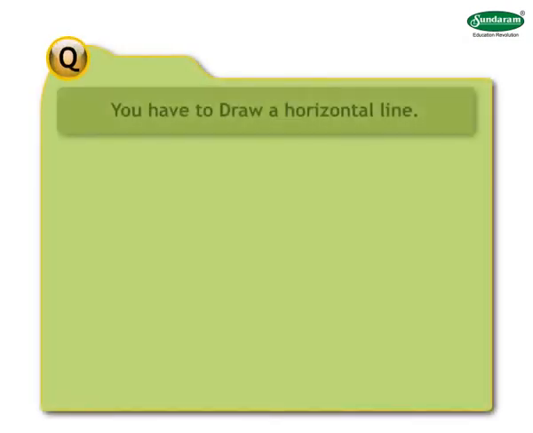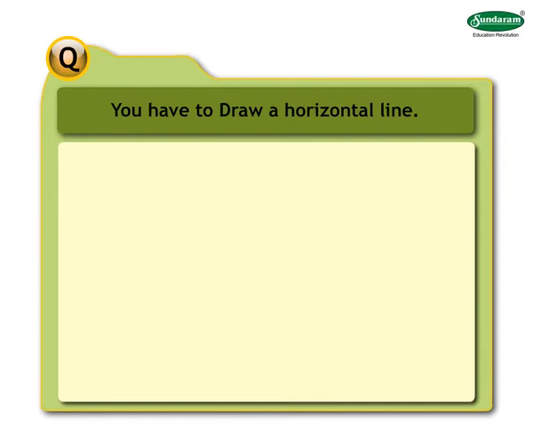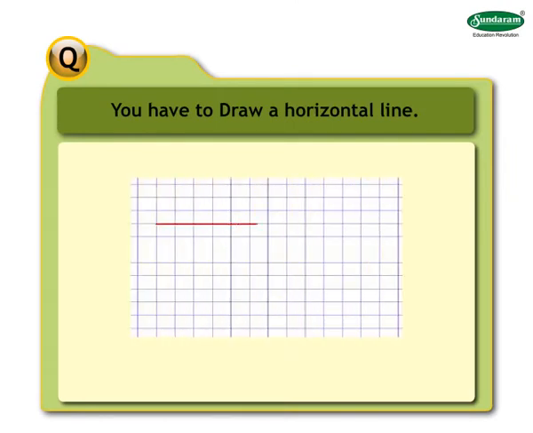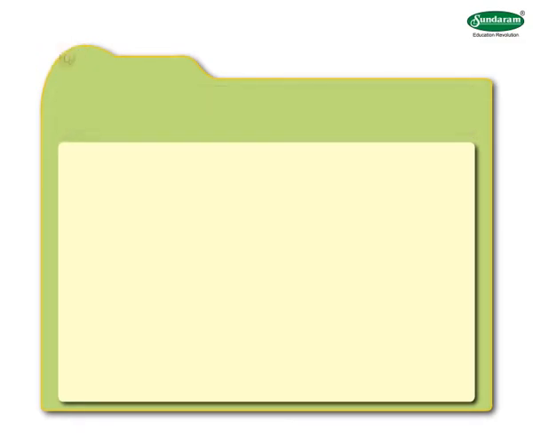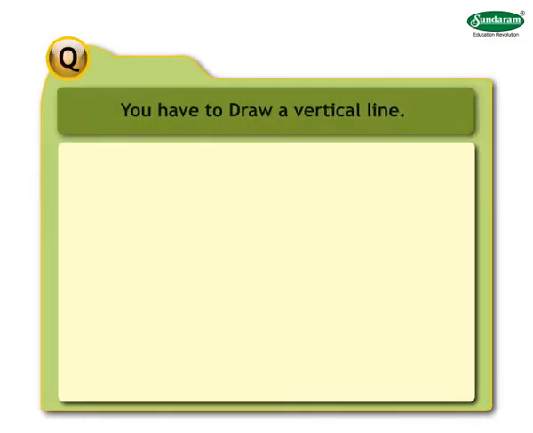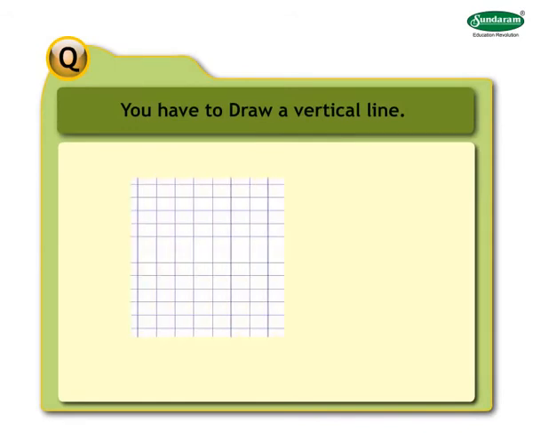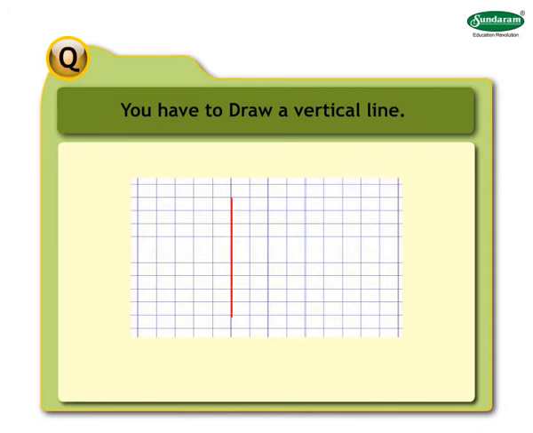Question. You have to draw a horizontal line. Recollect the horizontal line drawn earlier and draw a sleeping line. We get a horizontal line as shown. Question. You have to draw a vertical line. Recollect the vertical line drawn earlier and draw a standing line. We get a vertical line as shown.